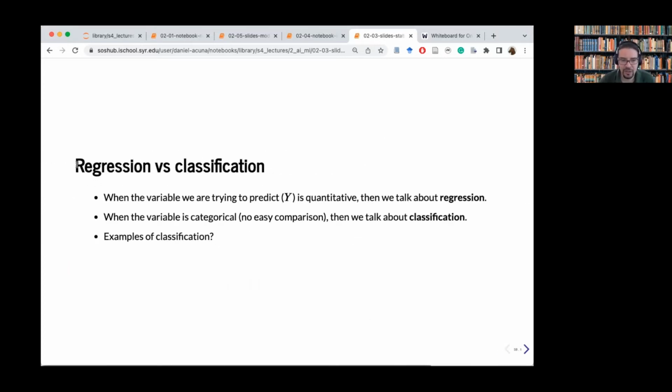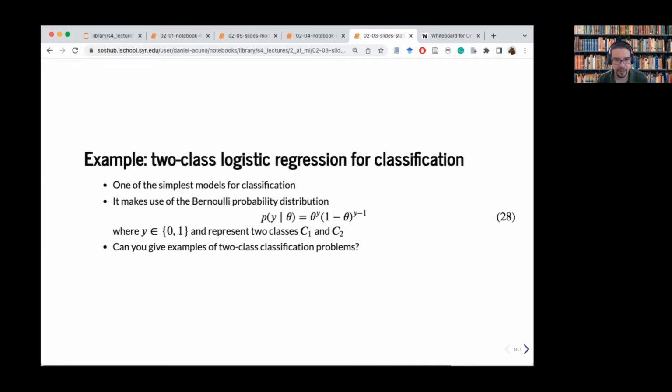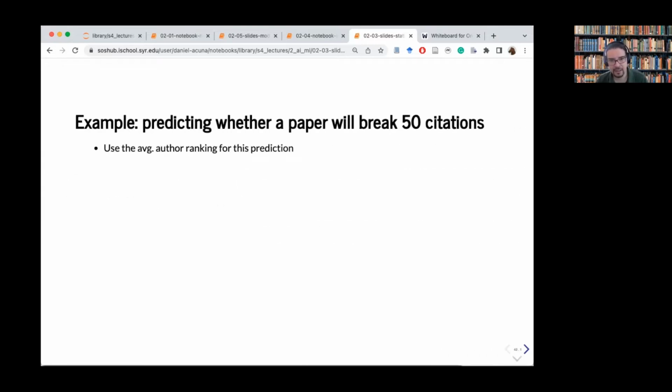Regression versus classification. In regression, you're trying to predict a continuous number. In classification, you're trying to predict a set of outcomes, and there is usually not a relationship between the outcomes. I'm going to skip this. So I'm going to transform the previous problem into a classification problem by answering this question: whether a paper will break 50 citations.